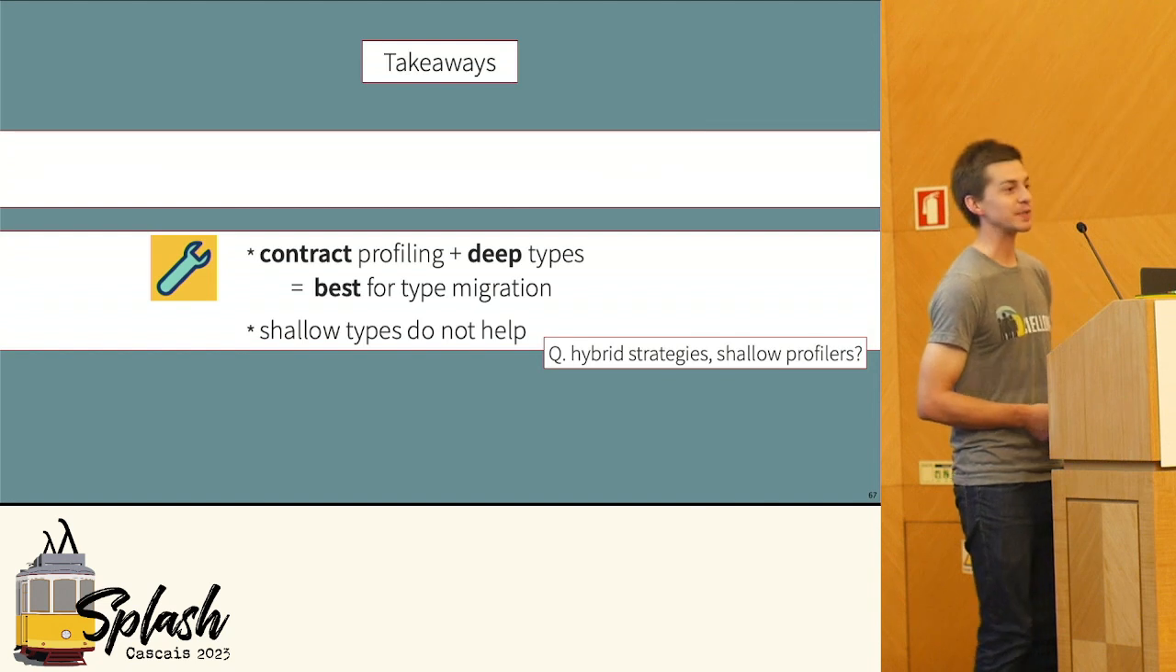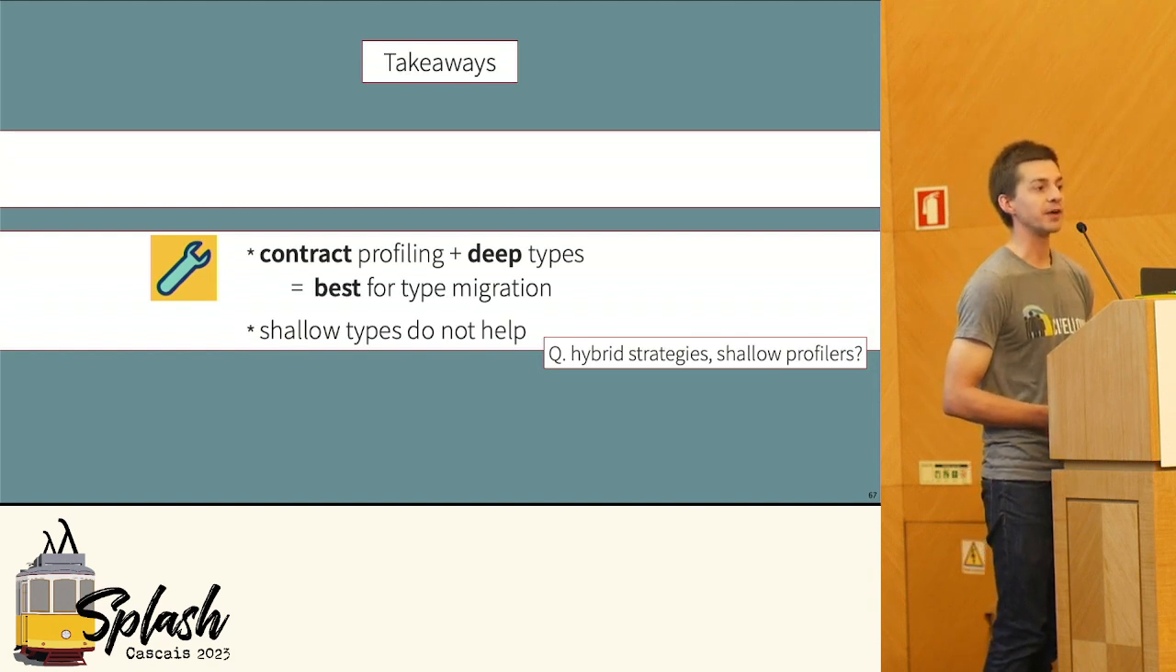And this points towards some ideas for future work. One, can we find a better hybrid strategy that mixes deep and shallow? And then two, what about a shallow-specific profiler? Contract profiling is tailored toward deep types. Statistical profiling is not tailored toward shallow, so maybe we need a better profiler.